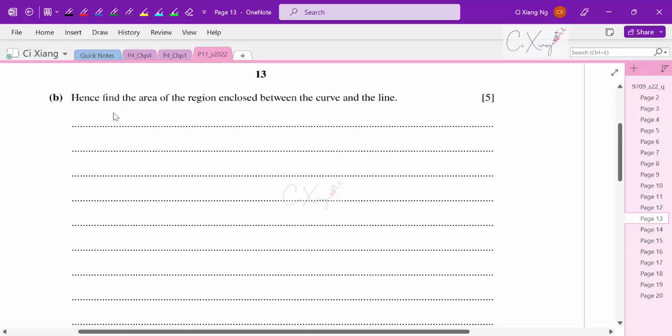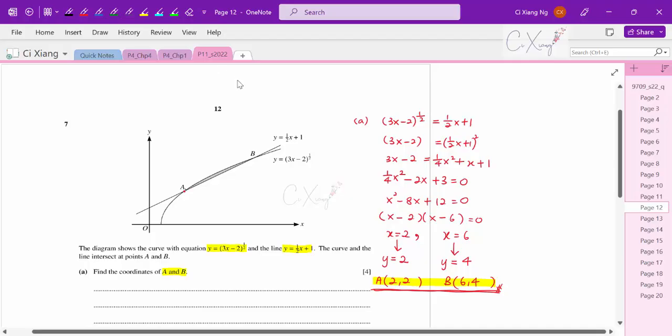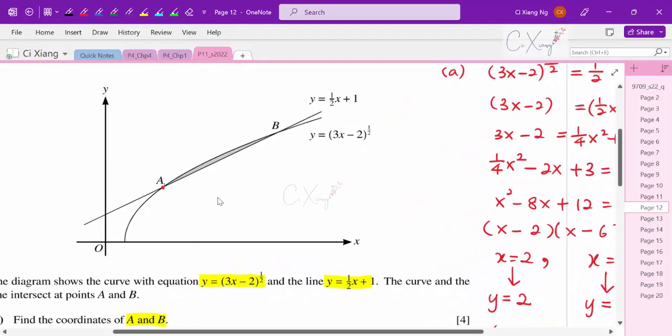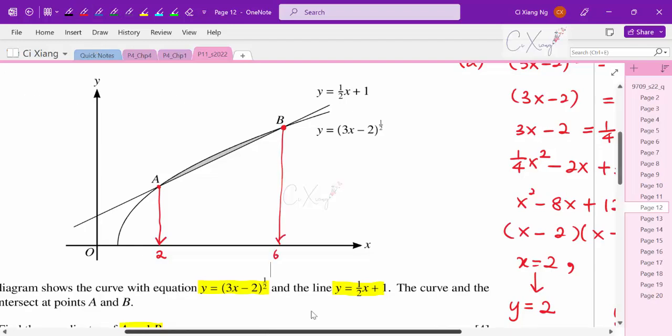So for part B, they actually want us to find the area of the region enclosed between the curve and the line. If you go back to the diagram here, you can see that the area enclosed is this area, which is a very small area. It is covered by two curves, or maybe a curve and a line. When the area is covered by two curves, you need to know where the area starts. This is the point where the area starts, it will be 2. This is the point where the area ends, and it will be 6. The 2 and 6 you already found out in part A just now.